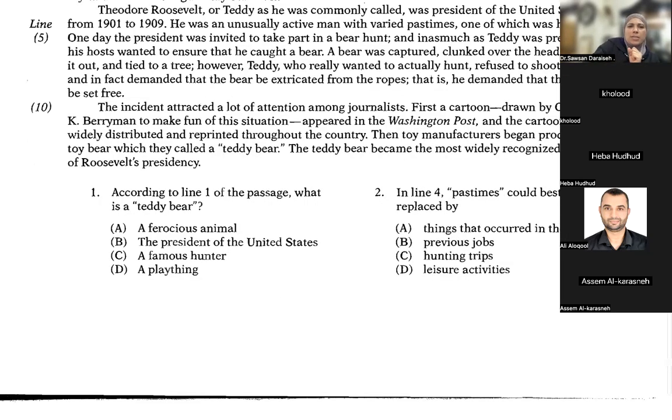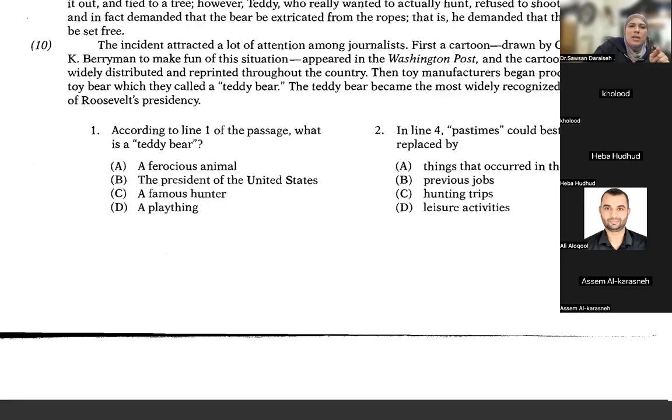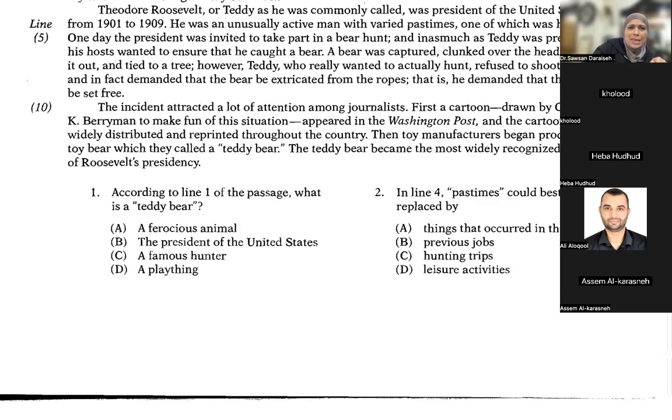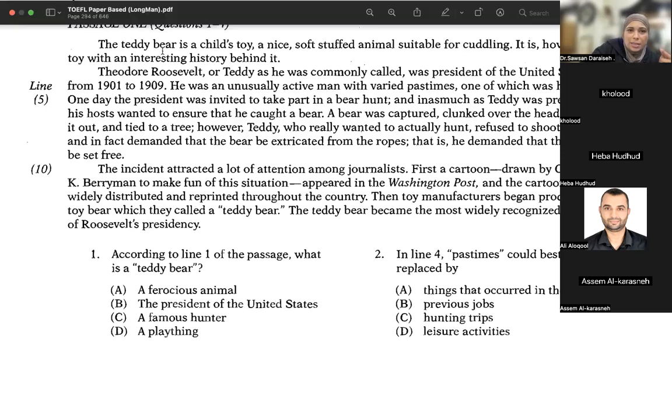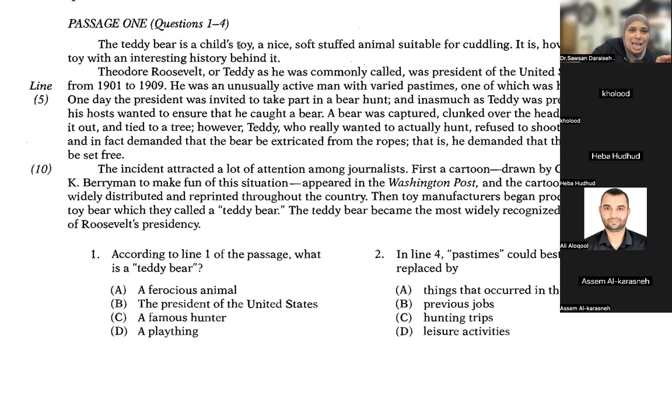According to line 1 of the passage, what is a teddy bear? A ferocious animal, the president of the United States, a famous hunter, a plaything. What's a teddy bear? Let's go. Why do they say line 1, guys? Because maybe it might have a different meaning somewhere else. That's why. A teddy bear, line 1, is a child's toy. So what? A, B, C, D, all of us together. It is a plaything. Good job. A plaything.